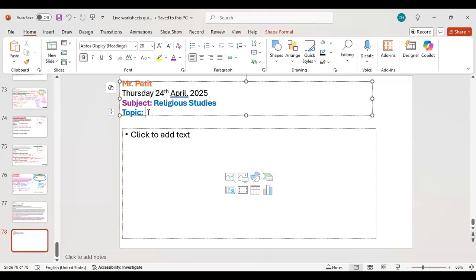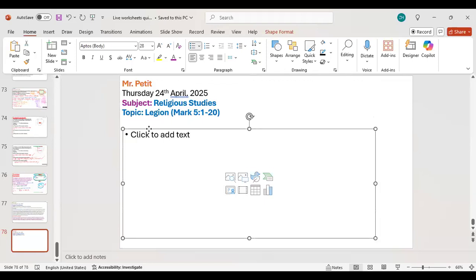And then finally, this is gonna be our final installation. Y'all know what the last one is? Legion. Very good. All right, so the story of Legion. It's kind of fun. Mark 5, 1 to 20. So we're gonna be talking about Legion.